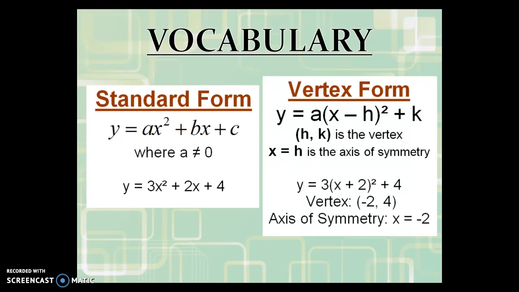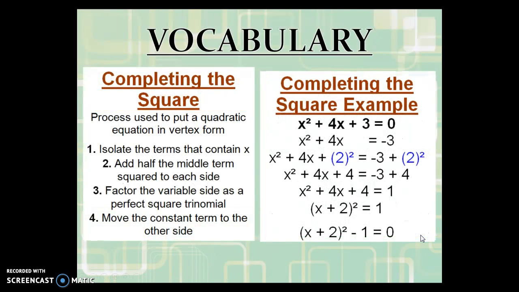Standard form, y equals ax squared plus bx plus c. Vertex form, which looks confusing, but you'll like it later. y equals a times (x minus h) squared plus k. Completing the square, we'll get to that way later.